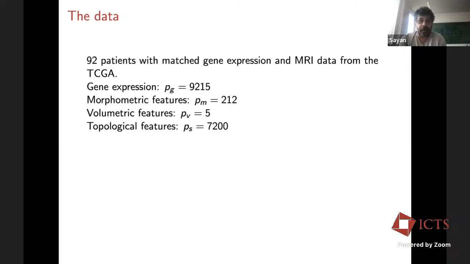So we're going to look at a few features. One is gene expression, where we look at the gene expression of about 9,000 genes. The morphometric features are a set of features that radiologists and oncologists work together to come up with. Some of them are more complicated, some of them are less complicated, but there are about 212 of them. The volumetric features are only 5. They're very simplistic. They're like, how big is a ball? You know, is it more oval or less oval? And we're also going to use these topological features that I told you about. And I'll explain that in a second.